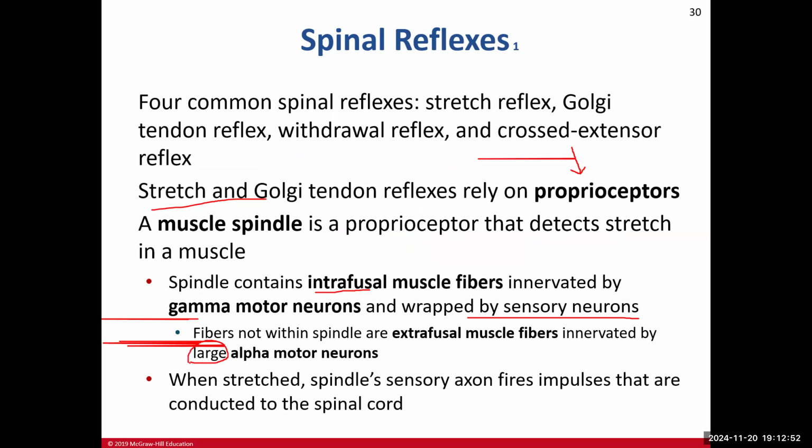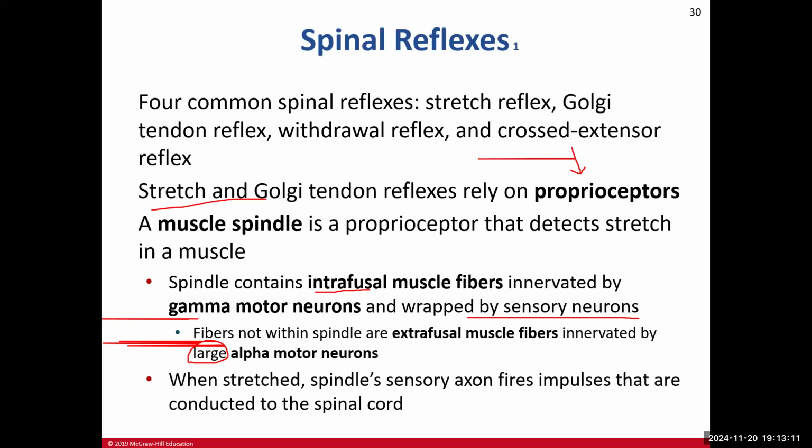Gamma motor neurons are smaller than alpha motor neurons. Alpha motor neurons are the largest. Who cares? Big deal. What's the significance of the size of a neuron? Y'all remember?